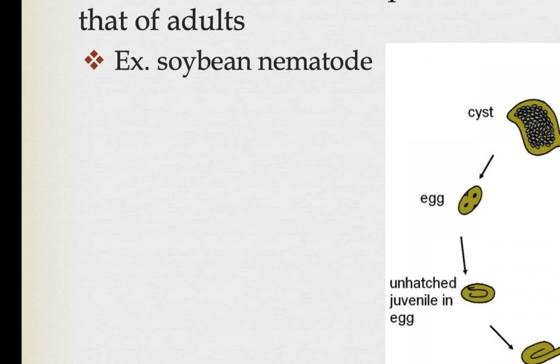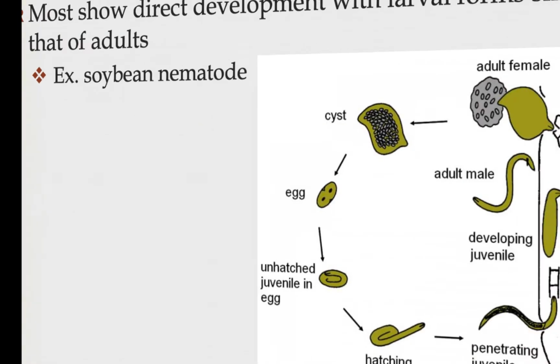And as I mentioned, most do show direct development with larval forms, but they're not larval forms that are very different morphologically from the larval forms we talked about in the other organisms. They really are just juvenile versions of the adult body form. And you can see that here in this soybean nematode, which has an egg, which produces these first juveniles, which are little worms that can continue the life cycle. But in each stage of the life cycle, we just have the basic worm shape.